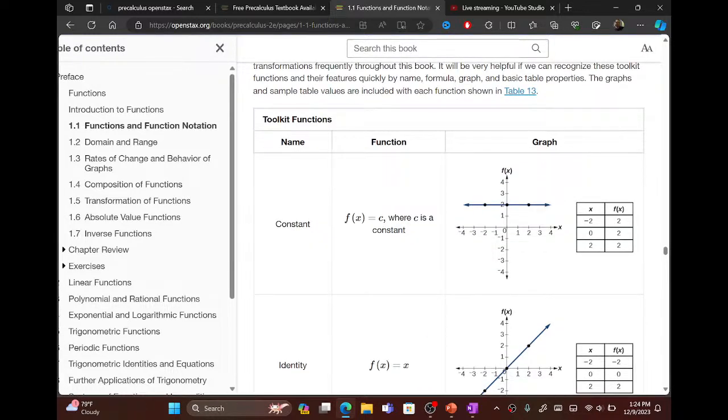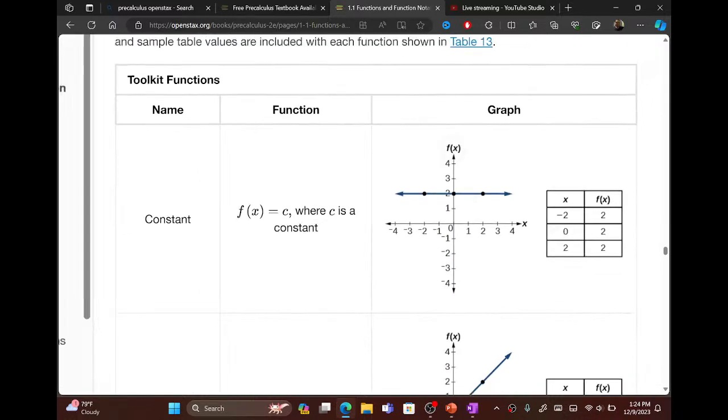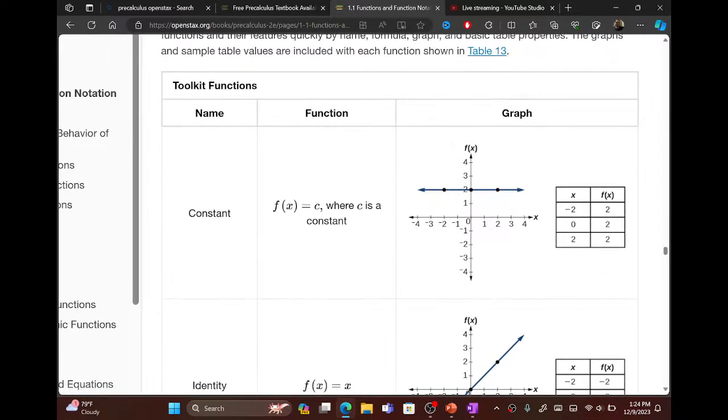There is one more thing I want to go over in this section, and this is going to be it. So these are the type of parent functions we have. There is the constant function. A constant function is where it equals any kind of number. In this case, the graph is going to be y equals 2, f of x equals 2. So this is what we call a constant function. It is really a horizontal line about the y-axis.